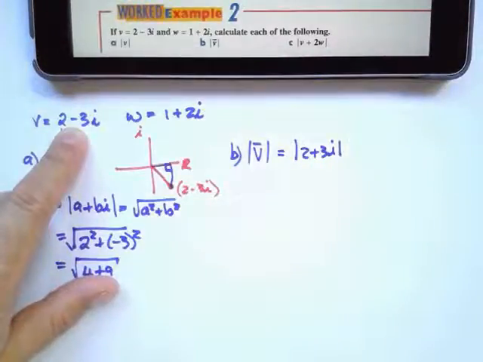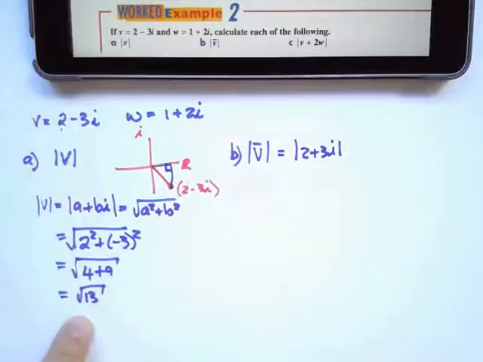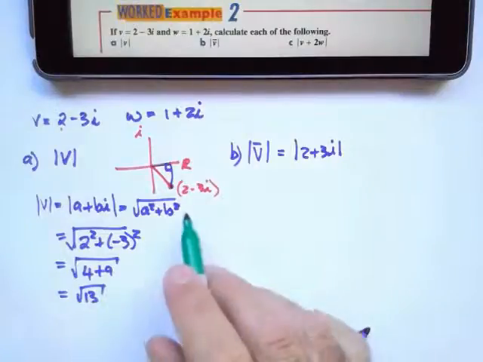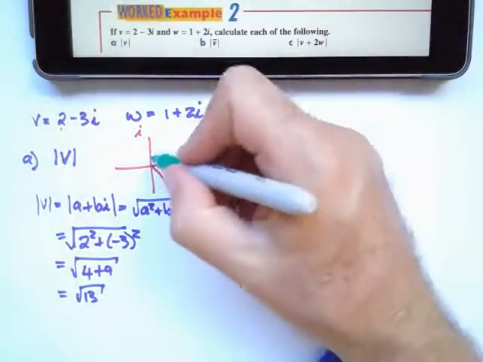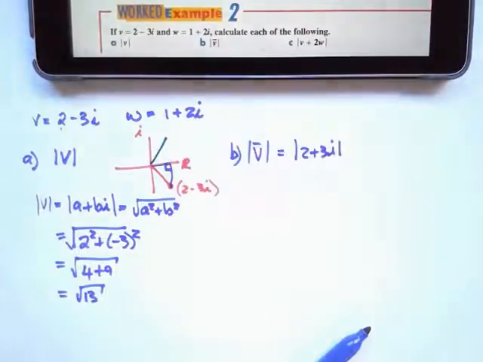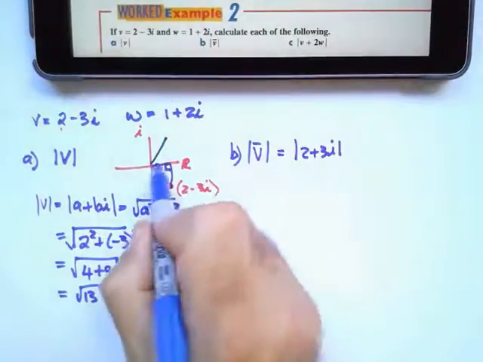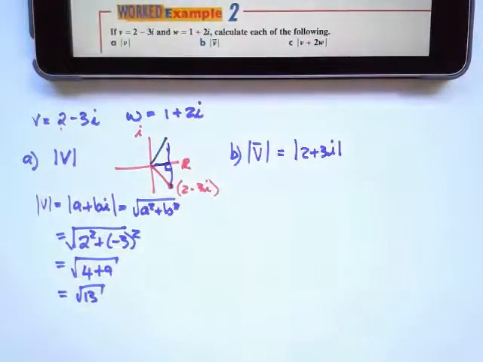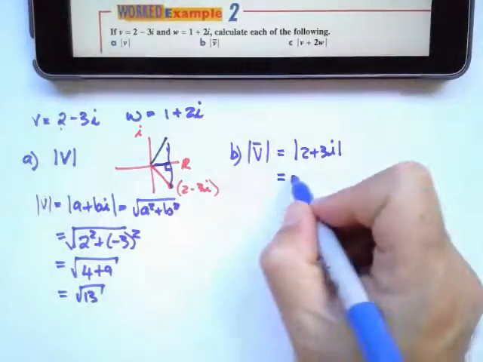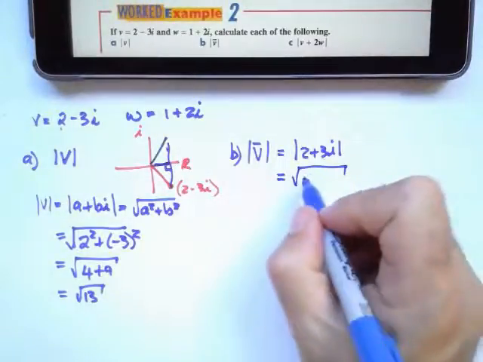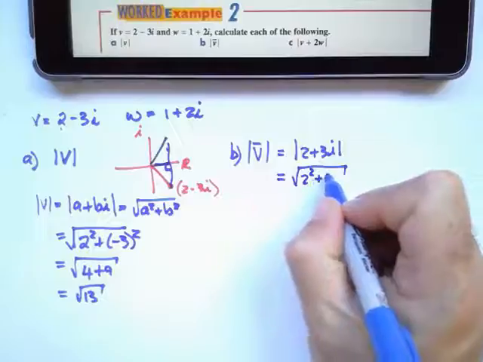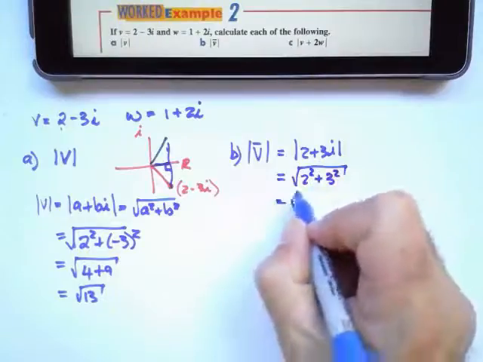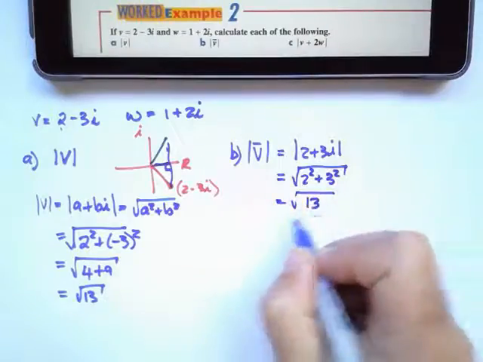Now you should know by now that this will be exactly the same as this one. The reason is that all that happens is that this 2 minus 3i becomes 2 plus 3i, so it's over there. But the magnitudes are still the same because these distances are the same. Let's have a look. This equals the square root of 2 squared plus 3 squared, and that equals the square root of 13.